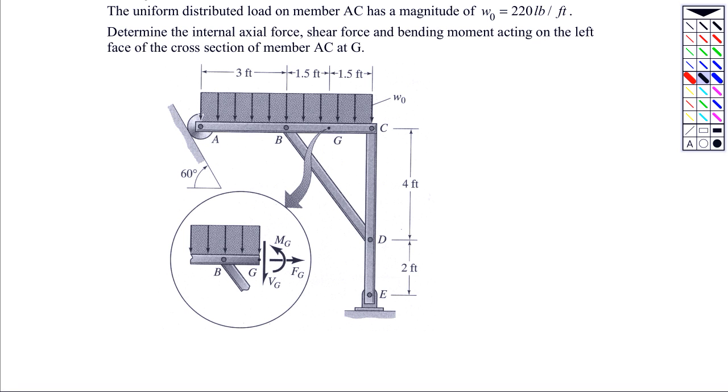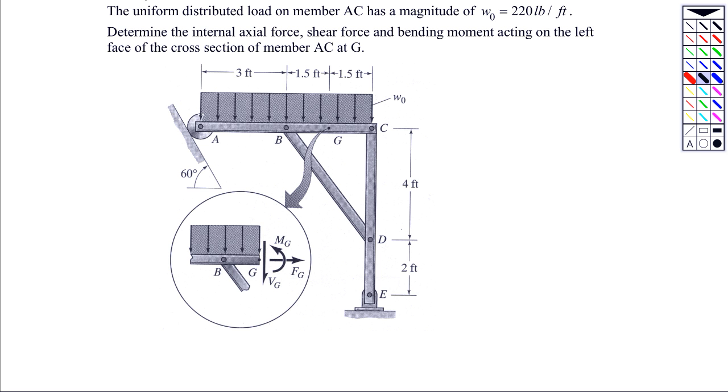In this example, we're asked to look at the frame, which is shown below. That frame is made up of three lengths, EC, BD, and AC, joined together as shown there in the figure. There's a uniform load of W0 acting all the way across link AC.